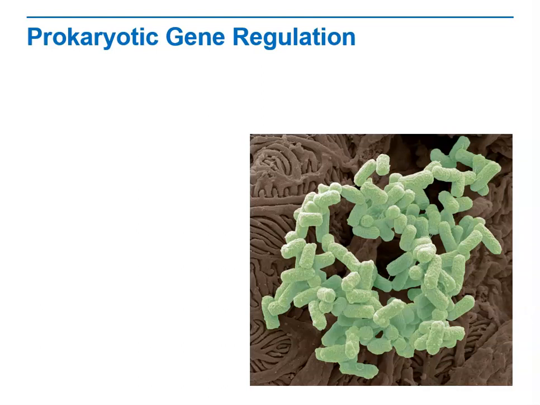Let's start by talking about prokaryotes. How are prokaryotic genes regulated? DNA-binding proteins in prokaryotes regulate genes by controlling transcription. DNA-binding proteins are proteins that, as you might be able to guess by their name, bind onto the DNA. They stick to the DNA. And then they regulate genes by controlling transcription.